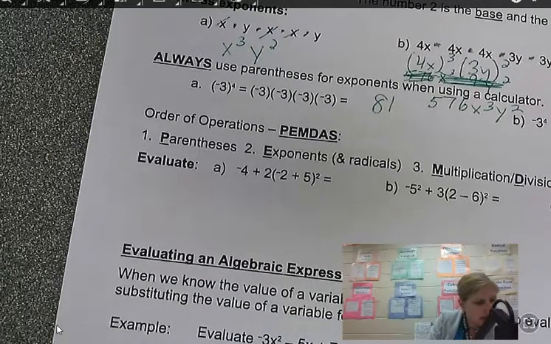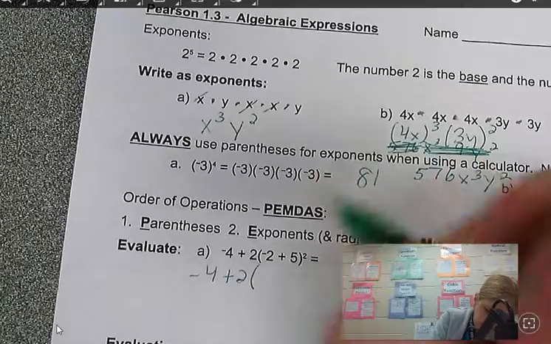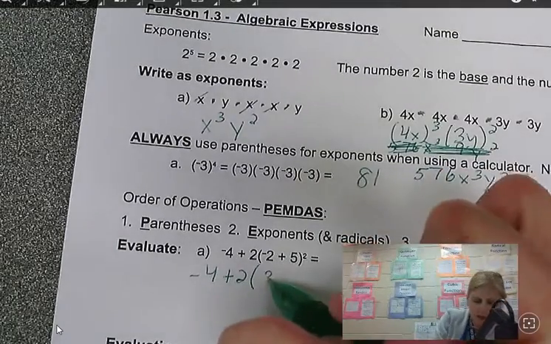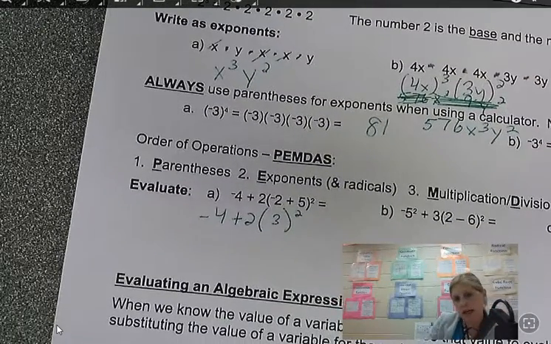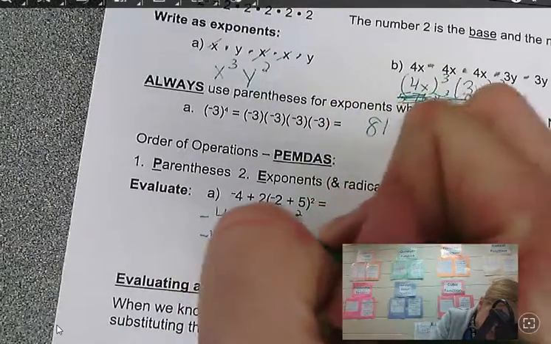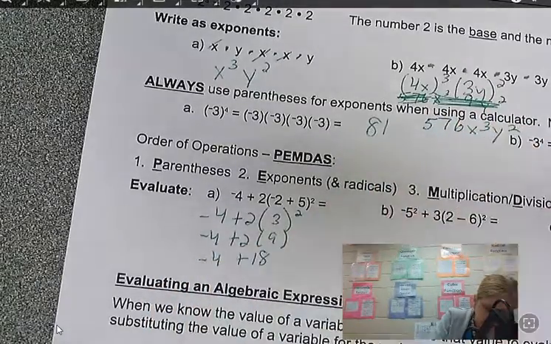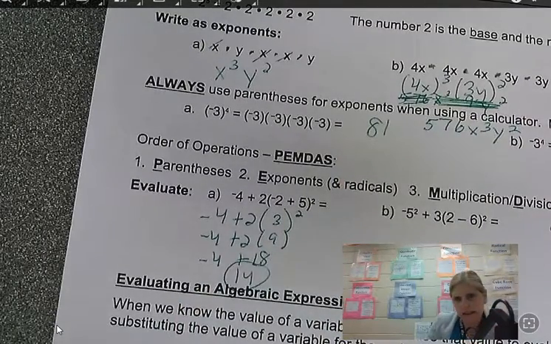So here, if I were to do parentheses first, I'd have -4 plus 2 times, what is -2 plus 5? 3, and that's going to be squared. You would do your exponents next, and you would have your 3 squared to be 9. So -4 plus 2 times 9. -4 plus 18, and I would get 14 as an answer.